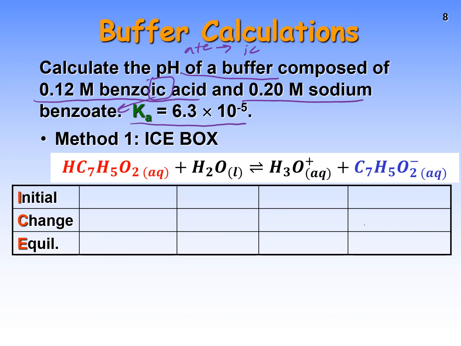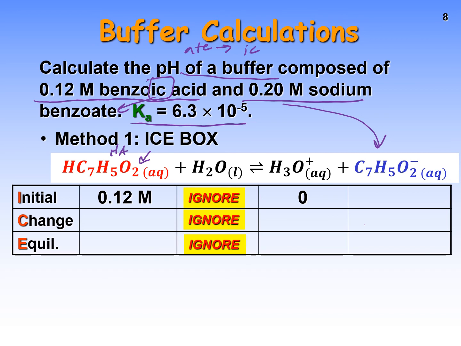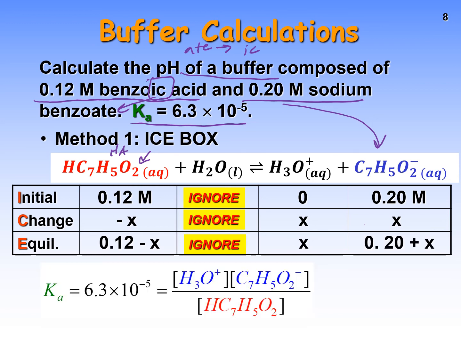So let's say we have an ice box. All right, we're going to solve it using the ice table method. We know our initial concentration of benzoic acid. That's this. You could have just written HA if you wanted. We also know we don't care about water because it's a pure liquid. We know our H3O plus concentration must be 0 initially, and we're told that our initial benzoate concentration is 0.2 molar. We can fill out our change row and add the initial and change to get our equilibrium row. And we can set all of this equal to our Ka, right?